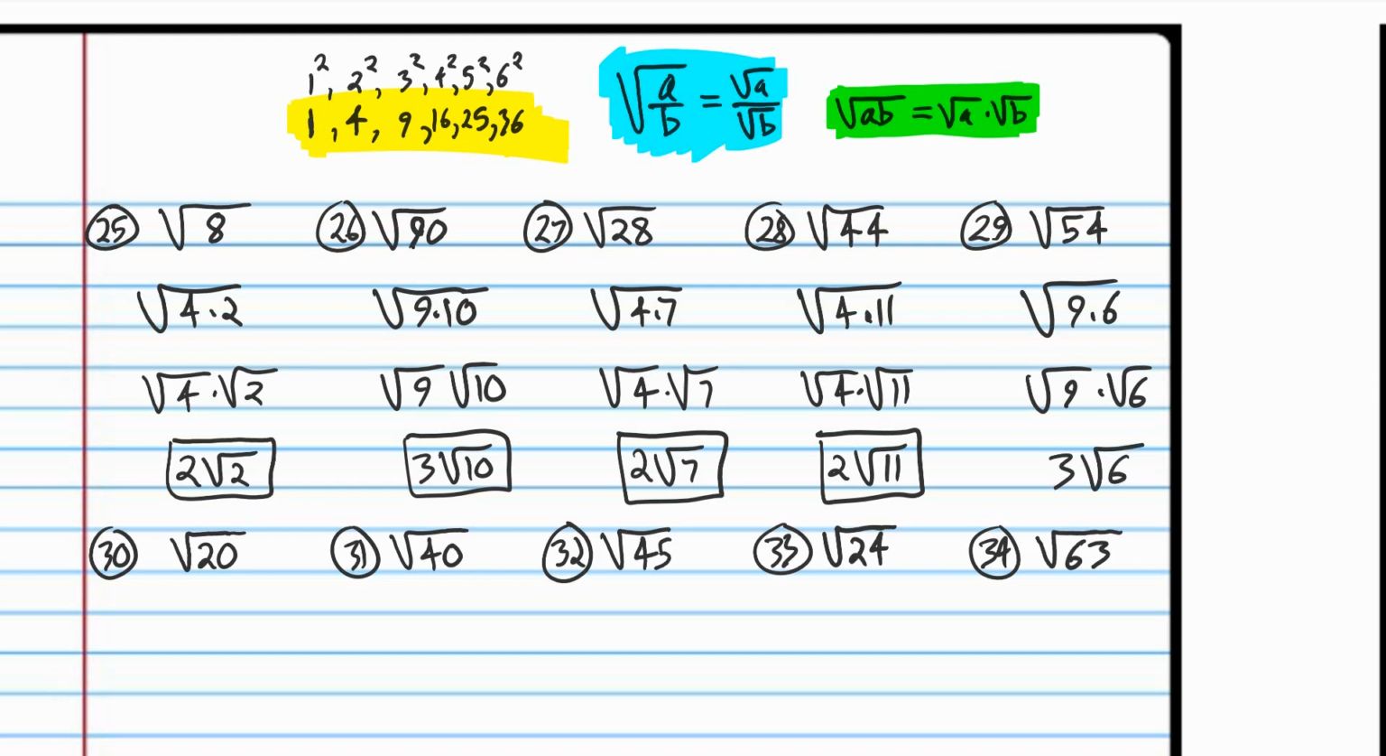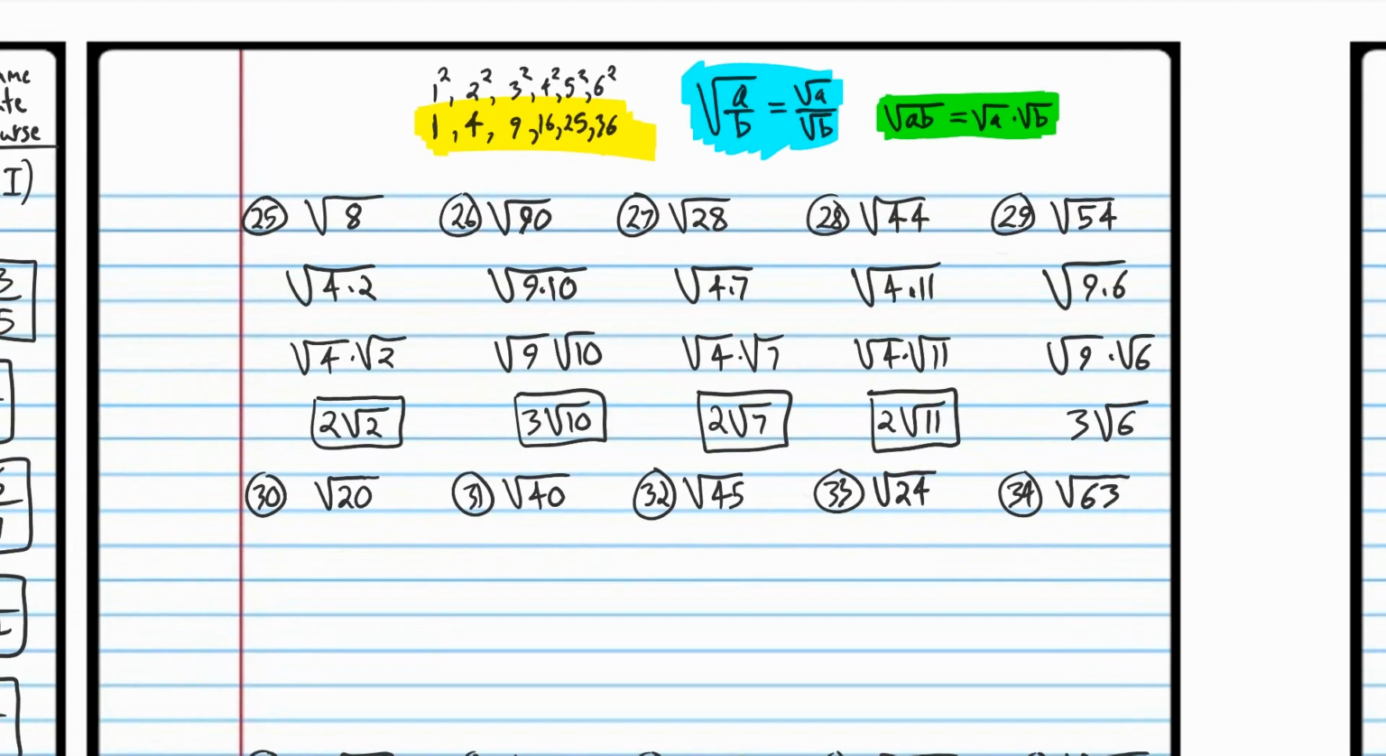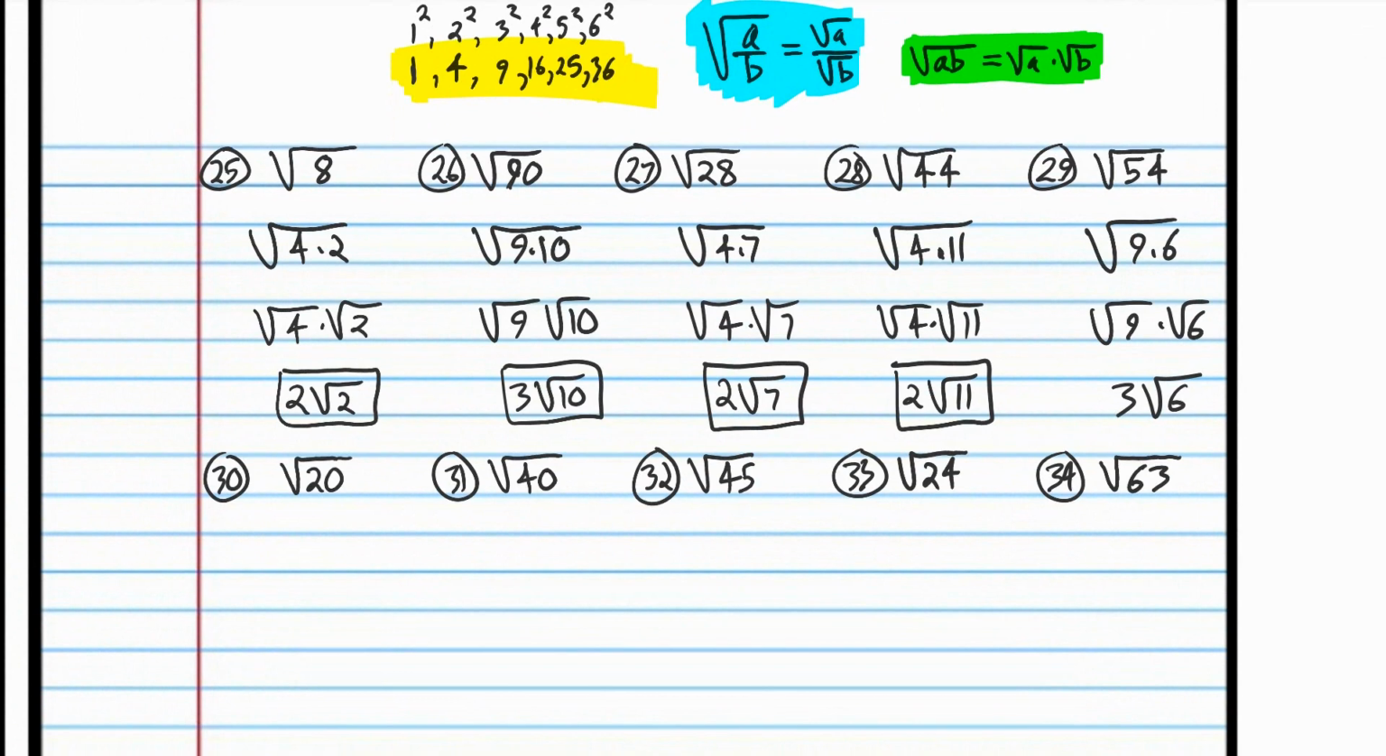So again, the reason we use this factorization is because we can pull these yellow perfect squares out of the root. That's what we're doing here. We're pulling out perfect squares. So if you got 3 root 6, good job.